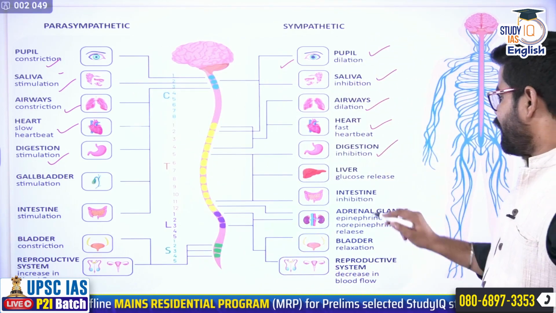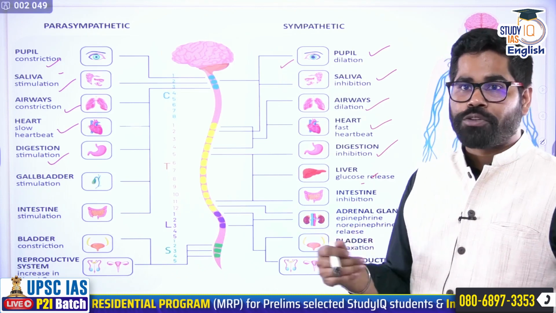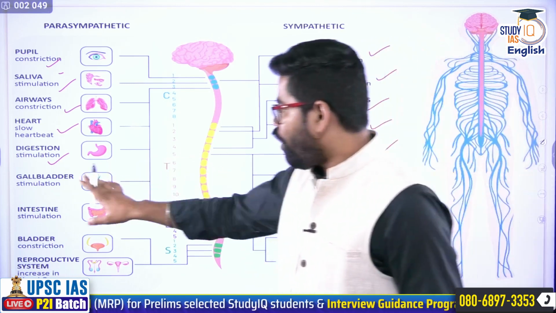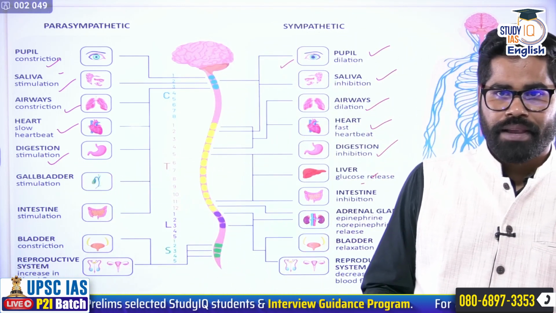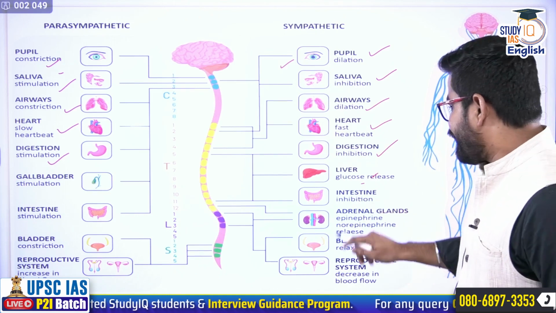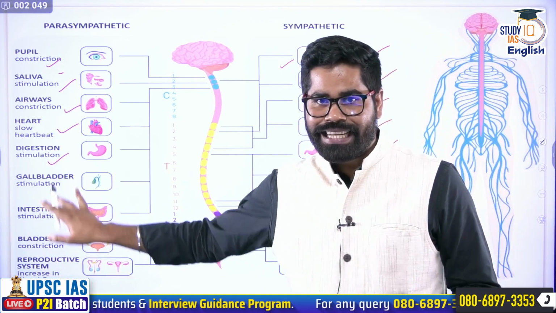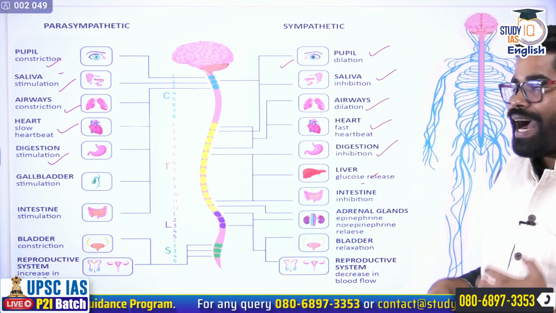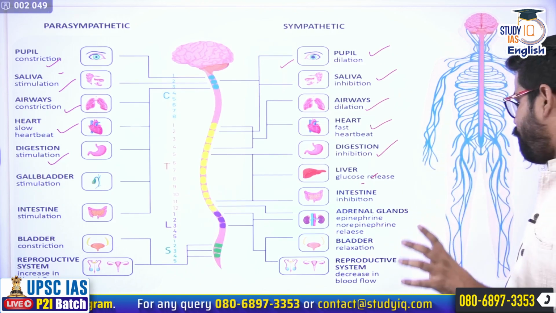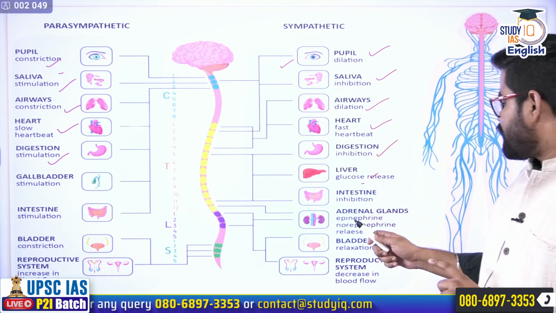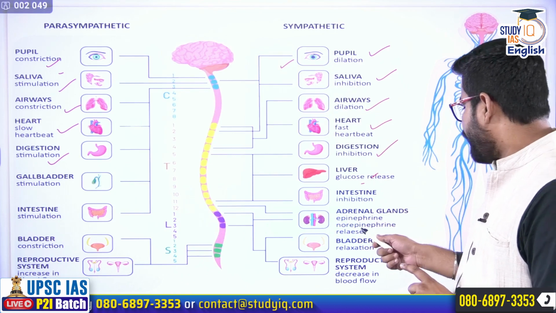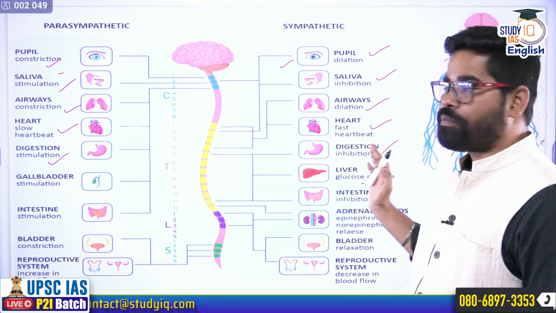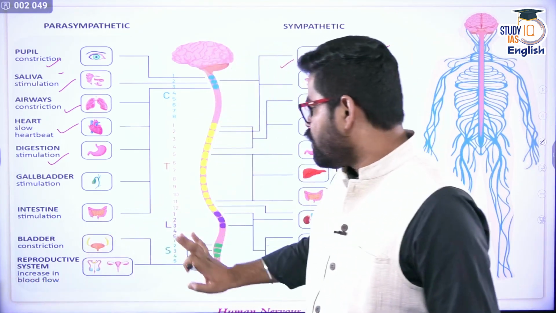Then the liver is going to release glucose, and in the case of sympathetic behavior, the gallbladder will be stimulated. In the case of the intestine, there is inhibition, whereas on the other side the intestine will be stimulated. Now, the adrenal gland is one of the important parts. Here we can see that epinephrine and norepinephrine are released during sympathetic behavior, whereas in this case there is no such change.